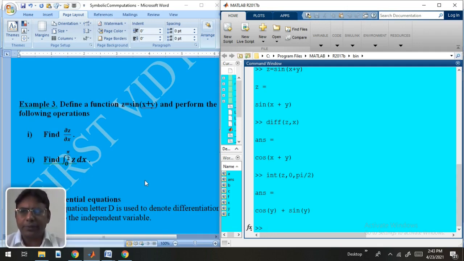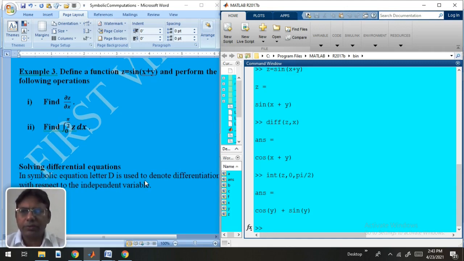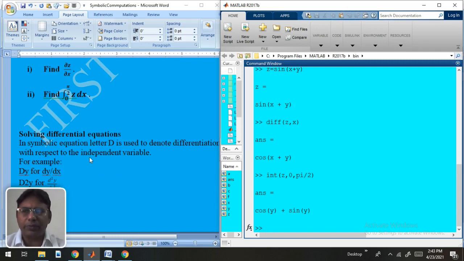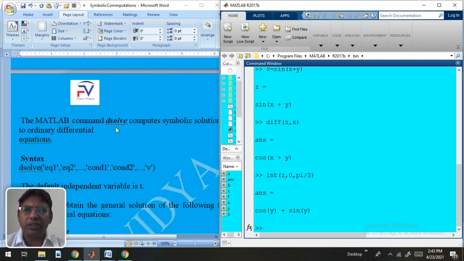Okay, so after this one, let's solve some differential equation problems. For a differential equation, for dy by dx we write capital D and then y, and for d2y upon dx square we write D2y. So this is the convention, and the command is dsolve here.